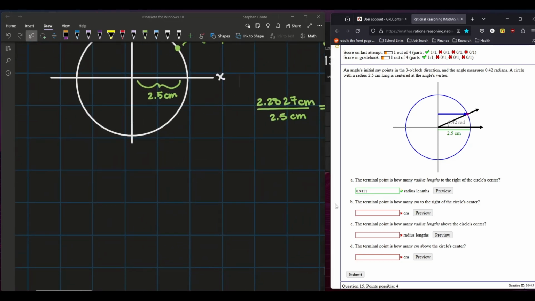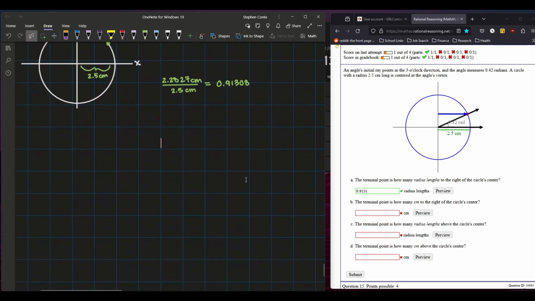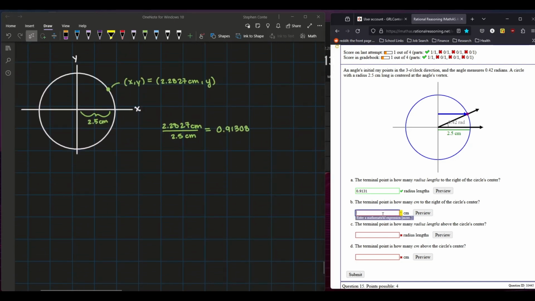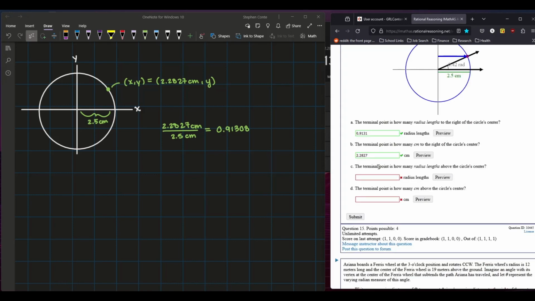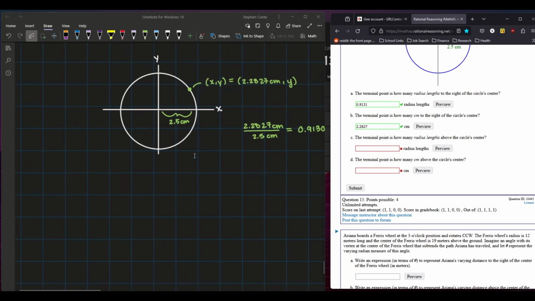Now B is asking how many centimeters that value is to the right of the circle's center. Right, and we found that out already. It's 2.2827. That's the actual value in centimeters. Okay, now C is asking above the circle center, right?